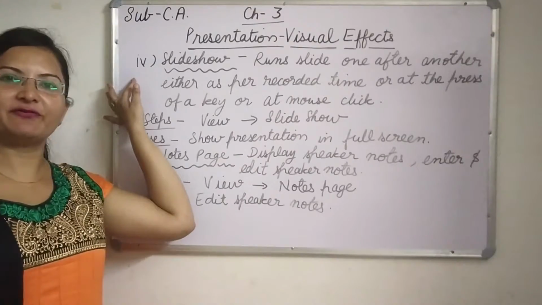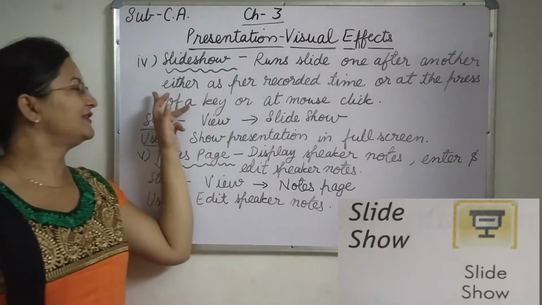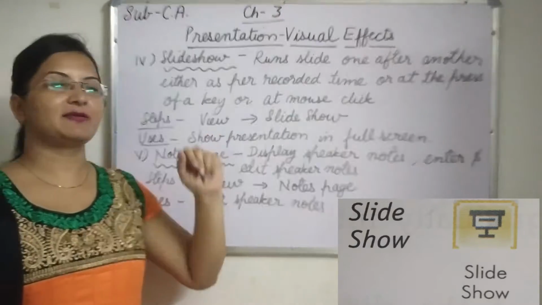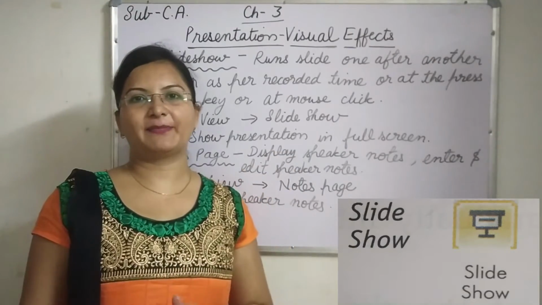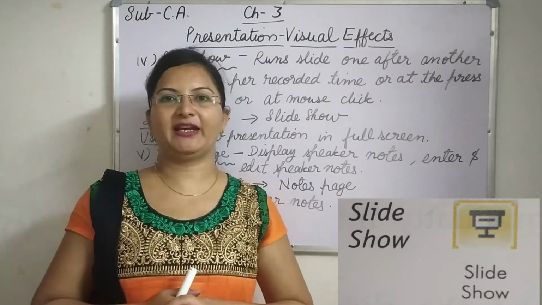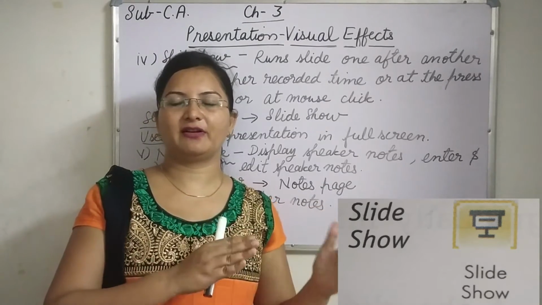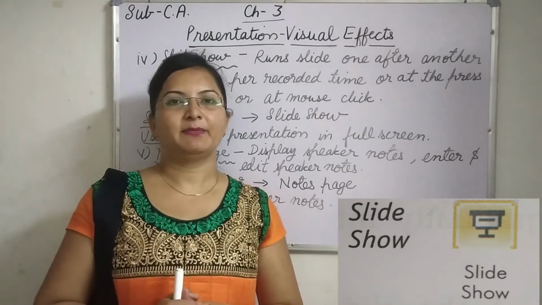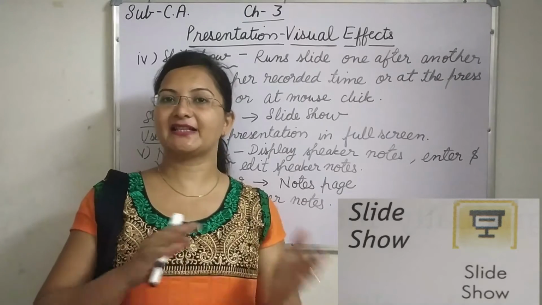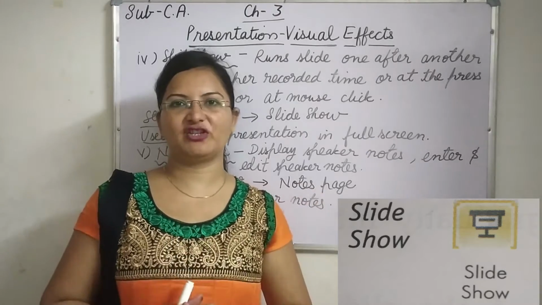The fourth type of view is slideshow. It runs slides one after another, either as per recorded time or at the press of a key or at a mouse click. Now in this view, we will be able to see all the slides in full screen mode. The slides will play one after another, and there are many ways in which we can see the next slide, that is by pressing a key on the keyboard. If we press the arrow key or enter key, then the slide will change, or if we click by mouse, at a mouse click also the slides can change.